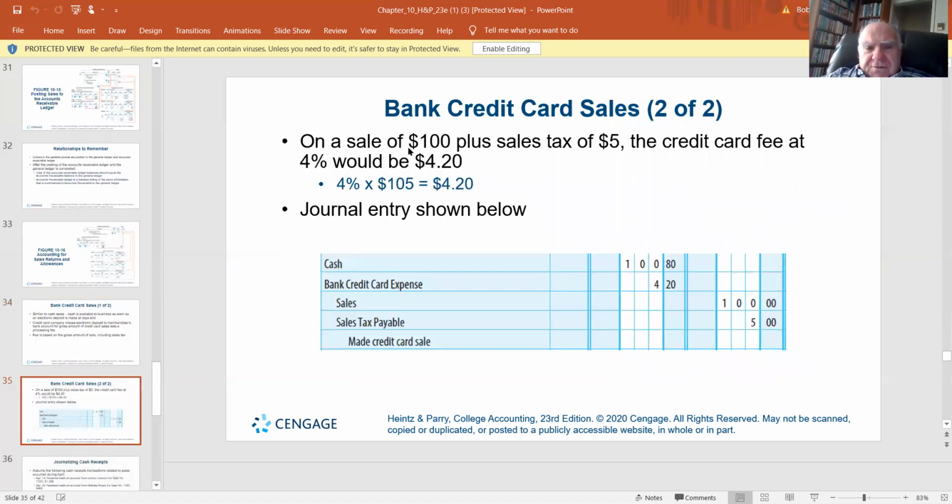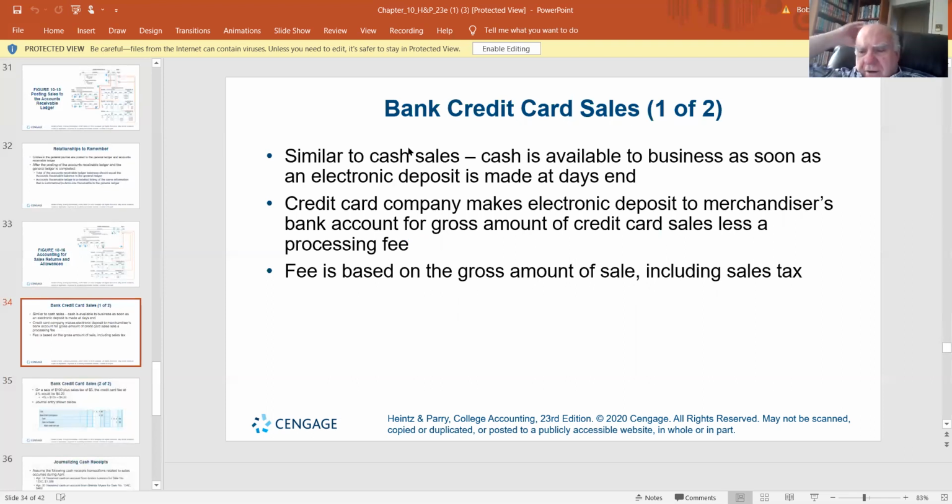Credit card sales. This is a good one. Credit card sales are also a contra revenue account. Did you know that? Credit card sales. Every day I buy a jug of soda at 7-Eleven and I pay $3 for the bottle.